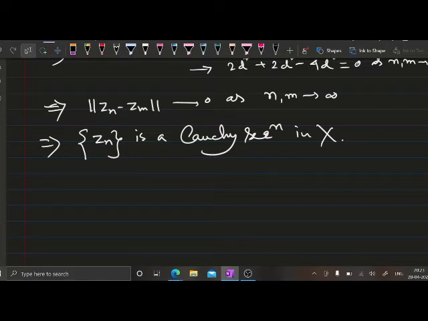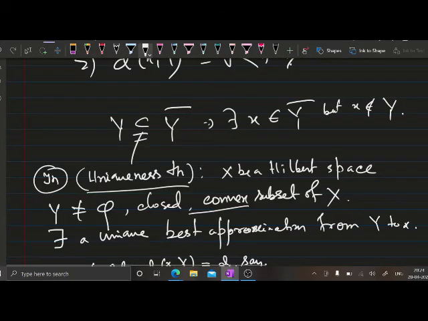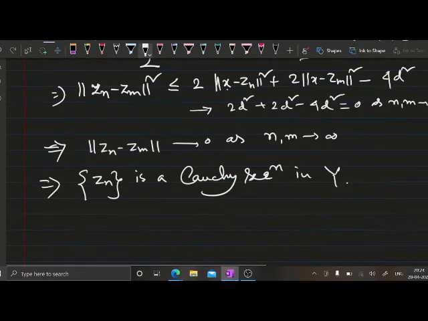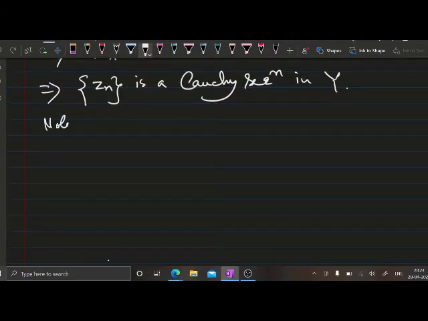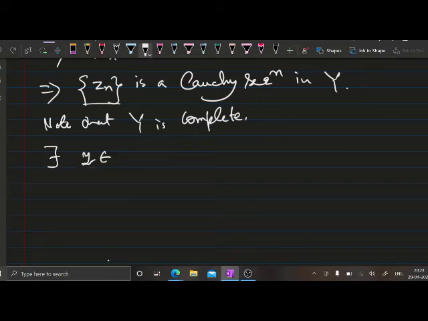Okay. Now since this is a Cauchy sequence in X, that means in particular it is in Y. Now since Y is a closed subset of X and X is a complete metric space, therefore note that Y is complete. Okay, so this is a Cauchy sequence in Y, which is a complete metric space, so you can find a z belonging to capital Y such that the limit of zn equals z.